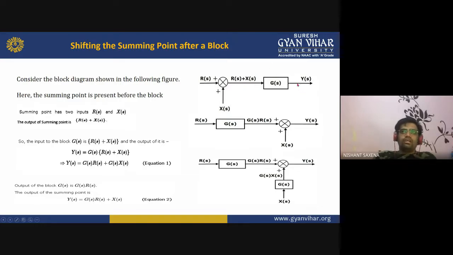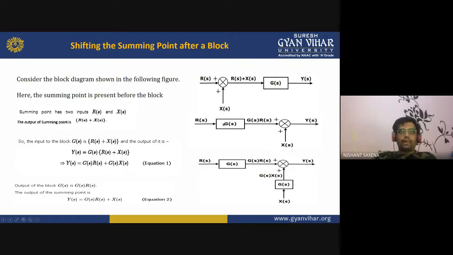Before moving further, I just want to give you a brief idea that it is very important that the output always remains the same. The output and the input should always remain the same. That means the output in the original control system Y(s) should be the same after shifting any of the blocks, either the summing point or the takeoff point, from the block towards or after. The output should always remain the same. So how is it done?